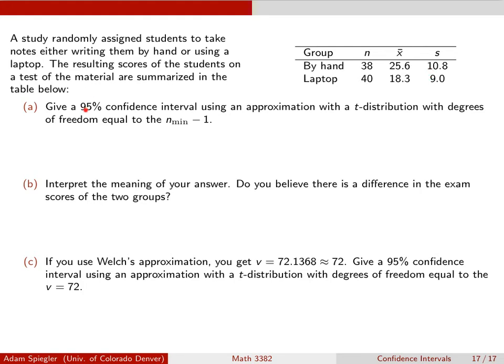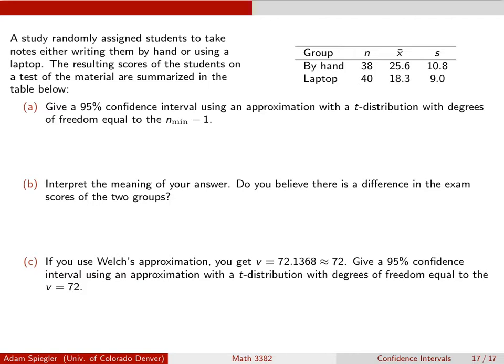So in part A, we want to find the 95% confidence interval, and we're going to do this using a t-distribution with degrees of freedom that we find using the casual approximation, where we're going to let the degrees of freedom be the minimum sample size minus 1.